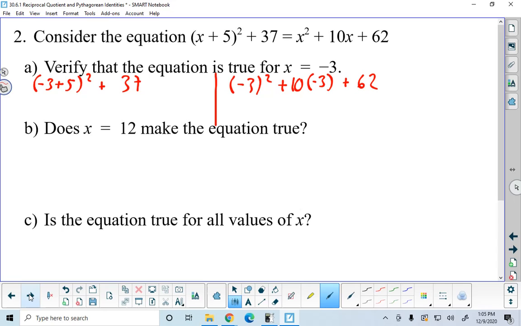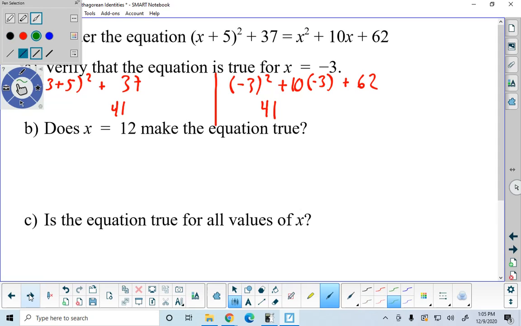Take a minute, please, and when you get what the left side is equal to, let me know. And if you get a different number for the right side, then type left side equals, right side equals. If you get the same number for both sides, just type that number. Yeah, it's 41 for both. So we've verified that it's true. Well, we knew it was going to be true because the question says to verify it. So we're done. It's true. The equation is true when x is negative 3.